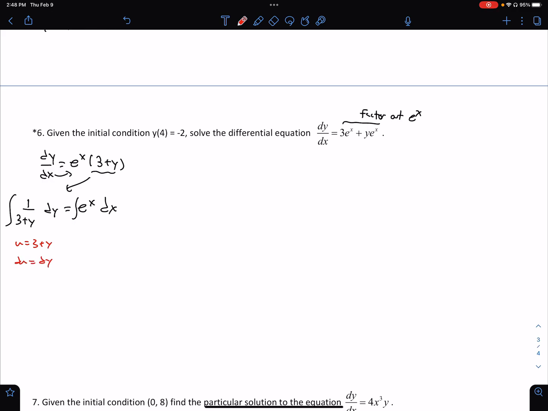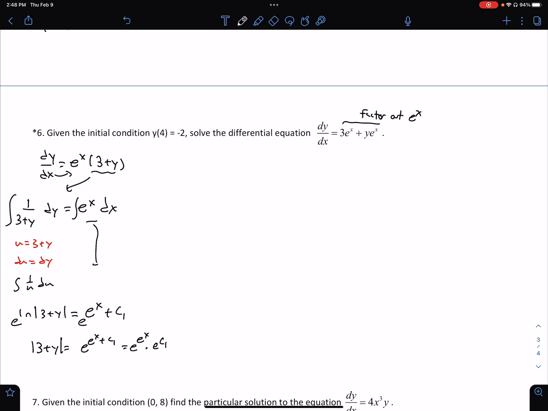That's kind of nice. So when we rewrite this, we're going to be left with 1 over u du, which is the natural log of u, which we said was 3 plus y. On the right side, we're just going to integrate e to the x. That's just e to the x plus your constant. Exponentiate both sides, and we're going to get the absolute value of 3 plus y equals, this is fun, e to the x plus c1. And don't forget your little algebra trick here. We're going to write this as e to the x times e to the c1.